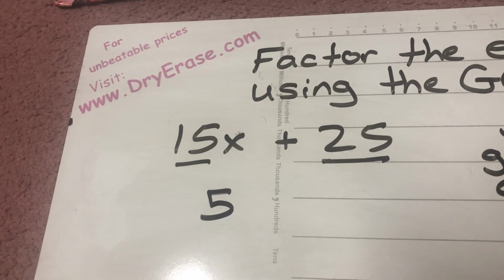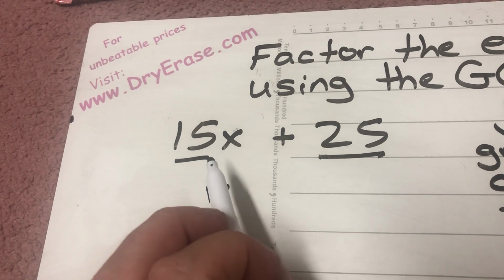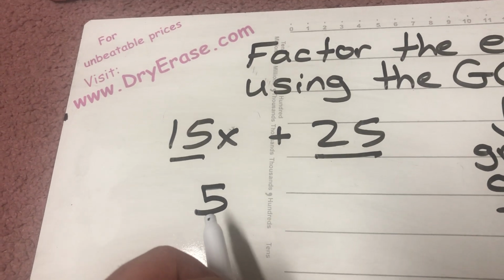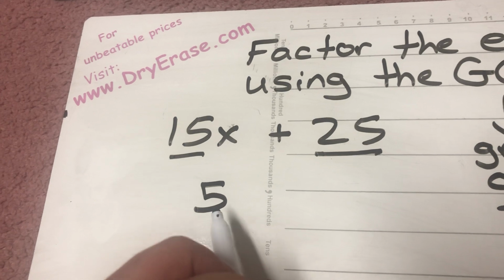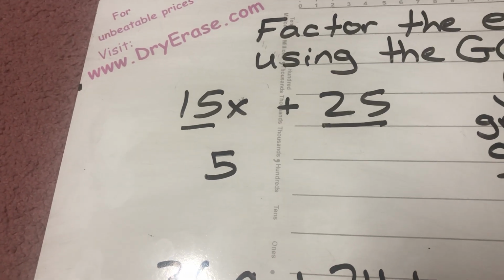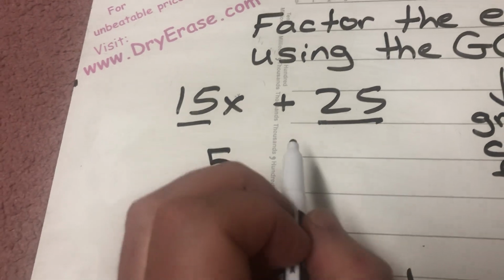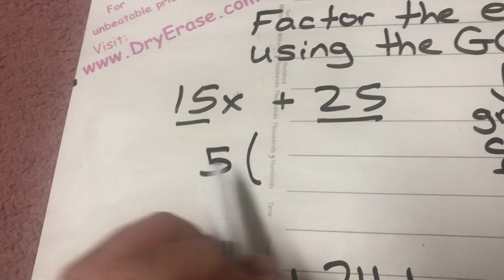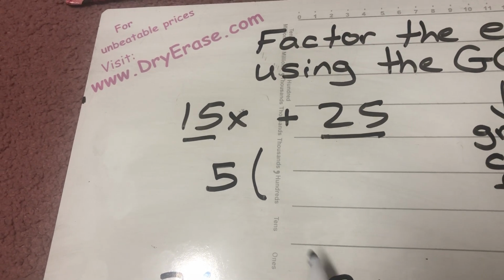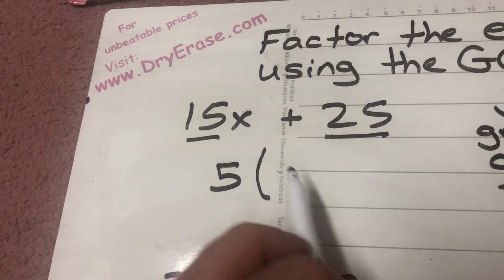is 5. Other numbers can go into 15, other numbers can go into 25, but the biggest number that can go into both is 5. And that has to be the number you use. You have to use the biggest possible number. So now I'm going to set up 5. That's what's going to go outside my parentheses. My greatest common factor is what's going to go outside my parentheses.